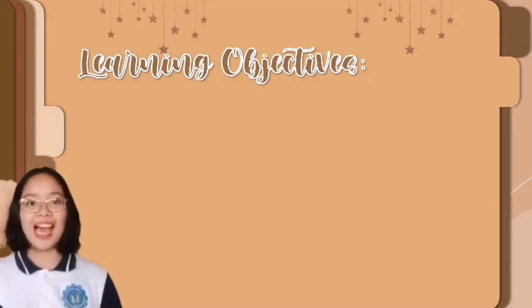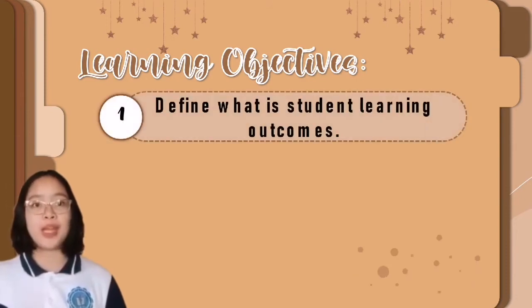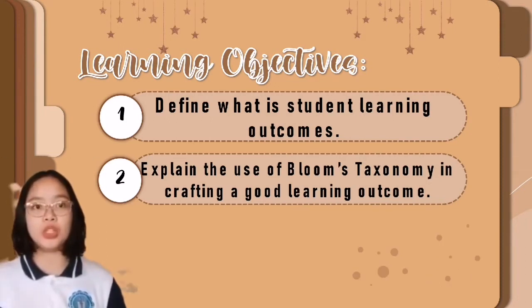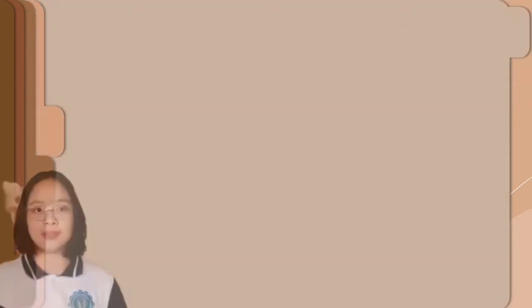Learning outcomes. At the end of the discussion, students are able to first, define what student learning outcomes are. Second, explain the use of Bloom's taxonomy in crafting good learning outcomes. And lastly, identify the steps in crafting student learning outcomes.